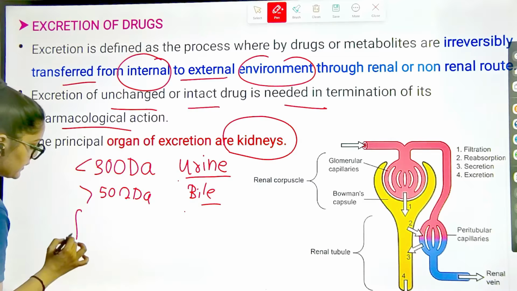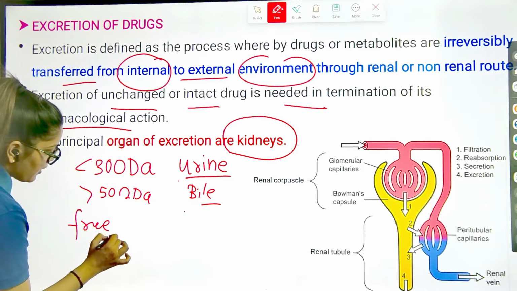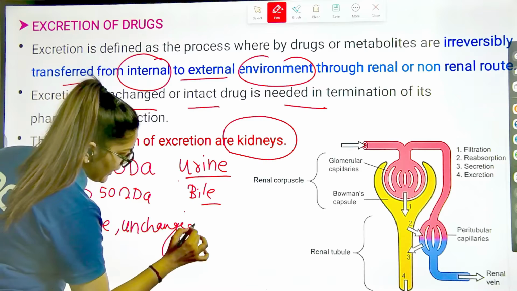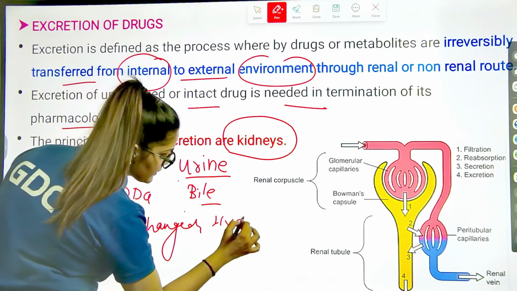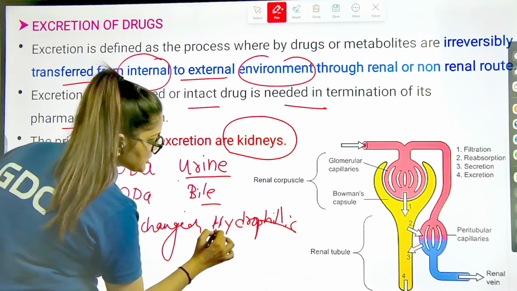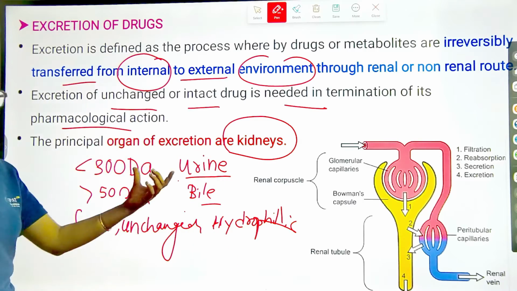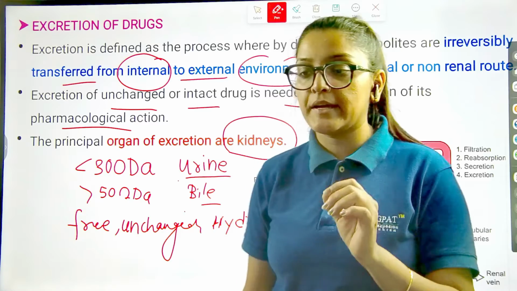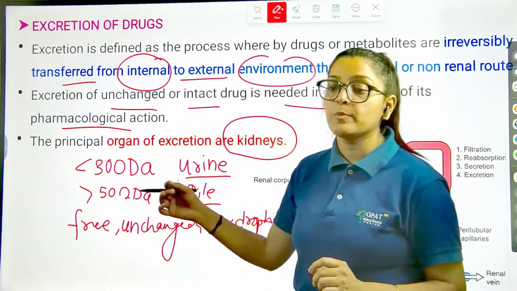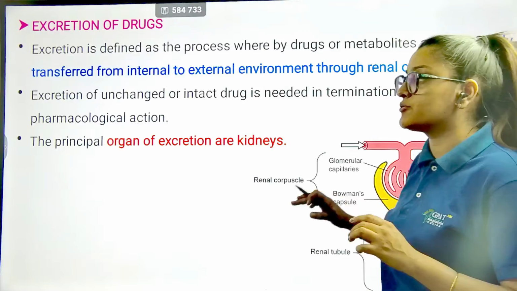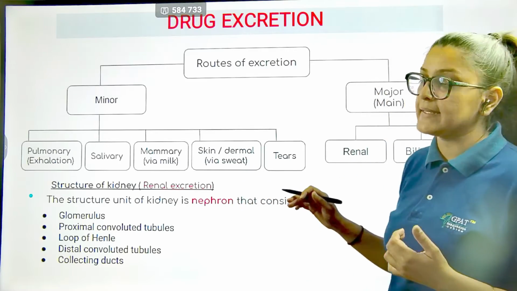Generally we can say the free, unchanged and hydrophilic drug can be readily excreted through the urine. This is the major path of drug excretion, but the only limitation is the molecular weight or size range, which needs to be in the appropriate proportion. Only then is the drug excreted through the principal organ, that is the kidneys.